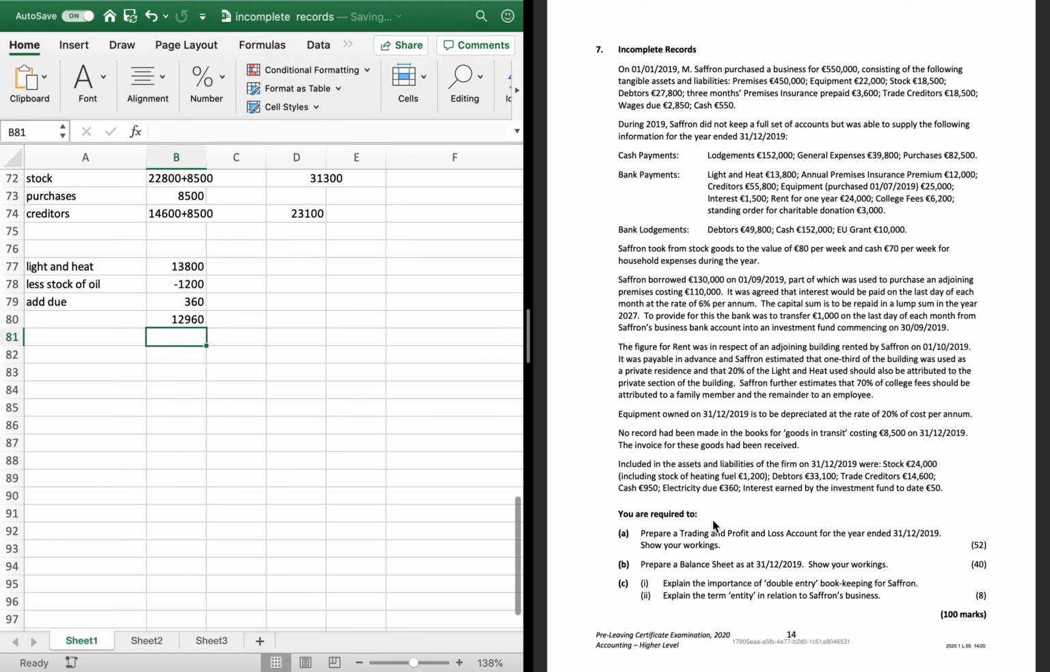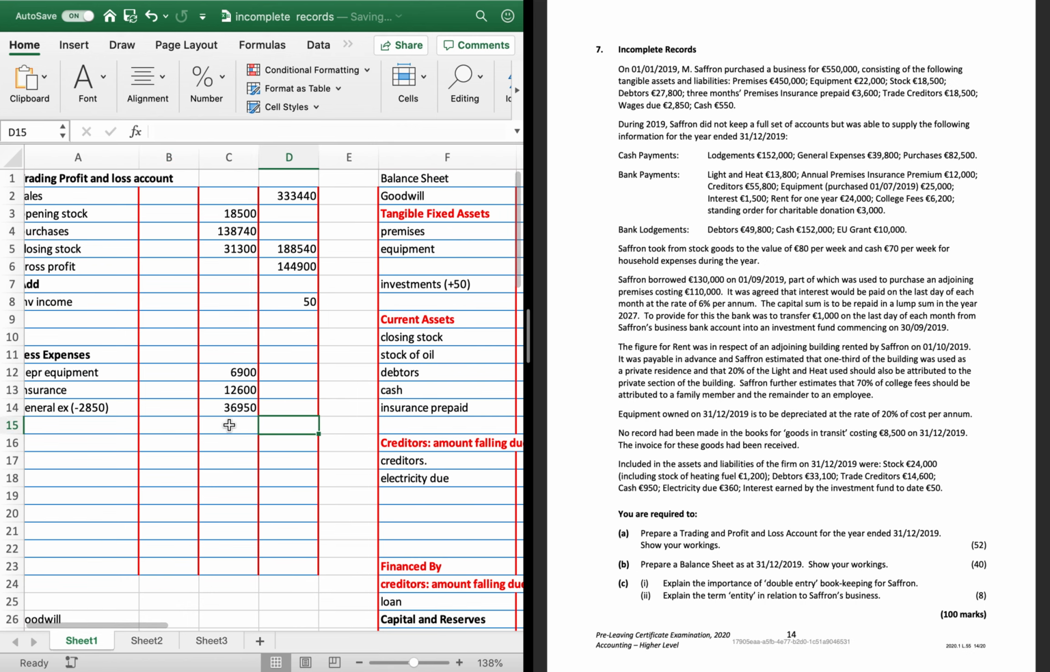So if we were finished and there was no drawings, that 12,960 would go in, but there's nearly always drawings in light and heat used. 20% of the light and heat used is drawings. So that's 2,592. So the light and heat is 10,368. Okay, so that's our expense. It's a stupid number, but anyway, it is what it is. 10,368.